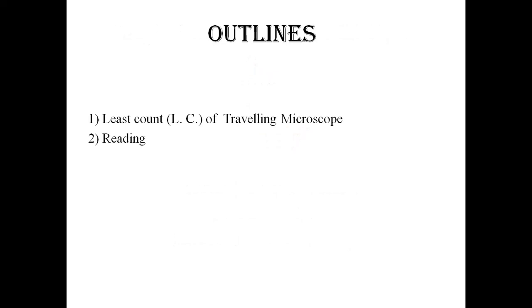This is the outline of my talk. First, we will discuss the least count of the traveling microscope. The least count of an instrument is the smallest measurement that can be taken accurately with it. And second, how you read the reading through the traveling microscope.